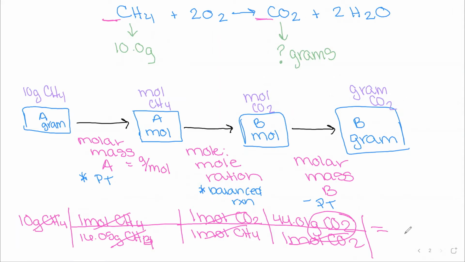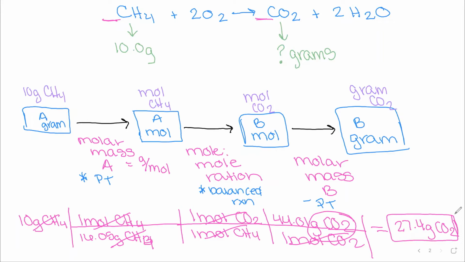So if I were to solve this, I'm going to multiply 10 times 44.01 and divide it by 16.05. And I get 27.4 grams of carbon dioxide. So that is how much carbon dioxide would be produced.